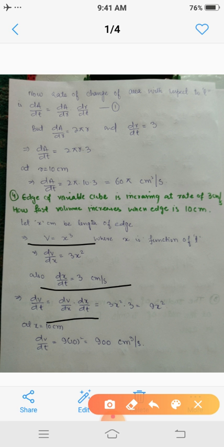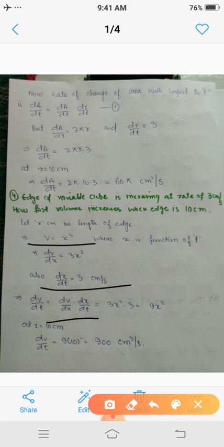This means that the rate of change in the length of edge with respect to time is 3. So simply we get dV/dt is 9x². So this is the rate of change in volume, which is 9x², but we have to find the instantaneous rate. So simply substituting, we get dV/dt is 9 into 10², which is 900 centimeter cube per second.